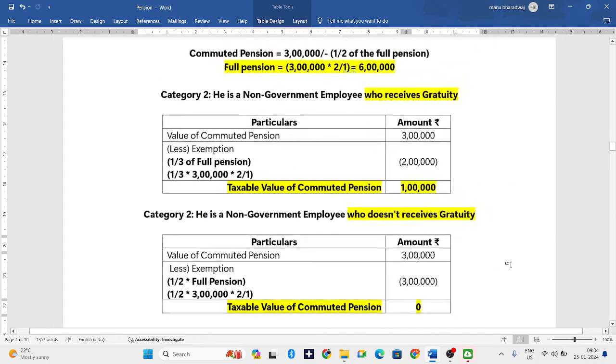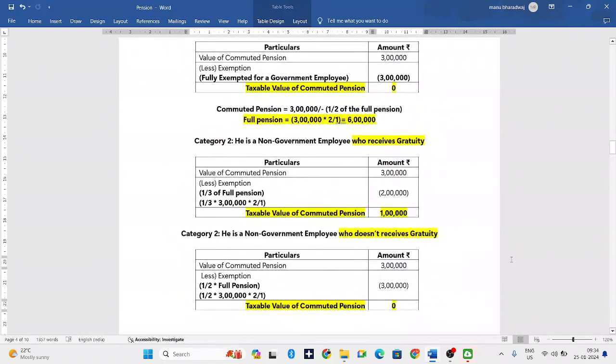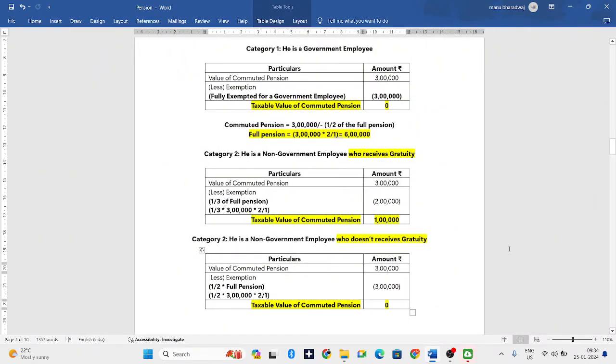So this is how we need to solve the problem in 3 cases. Hope you have understood how to solve the problem. In my next videos, I'll come back with more problems related to pension.